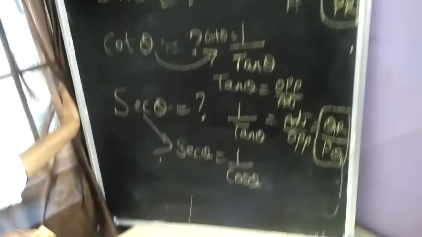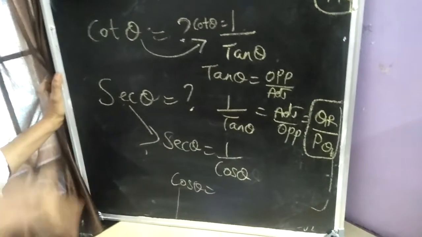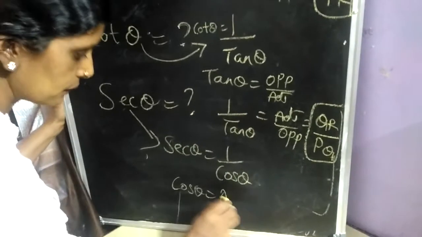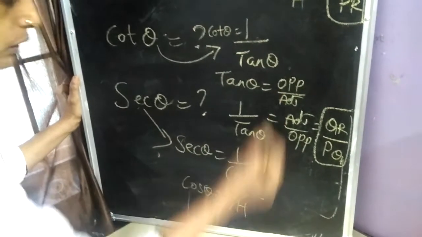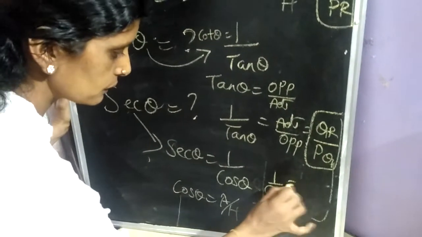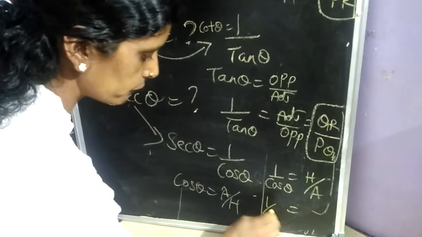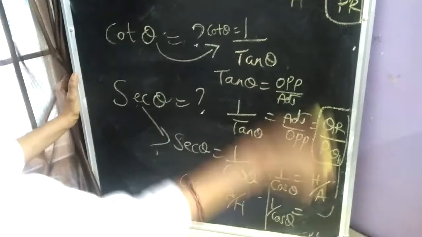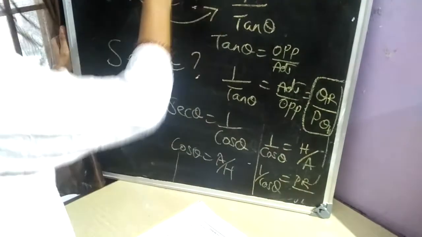Right? What is cos? Cos is, I told you, the second reaction. It is adjacent by hypotenuse. Right? So here it is 1 by cos. What do you mean by 1 by cos? 1 by cos is hypotenuse by adjacent. According to our question, children, what is the hypotenuse? PR. What is the adjacent? QR.